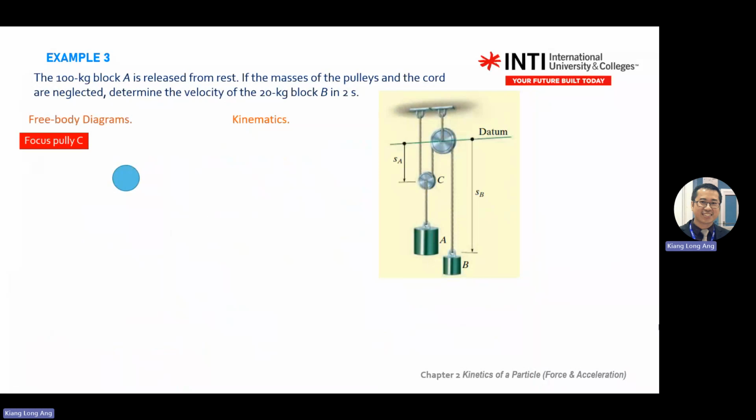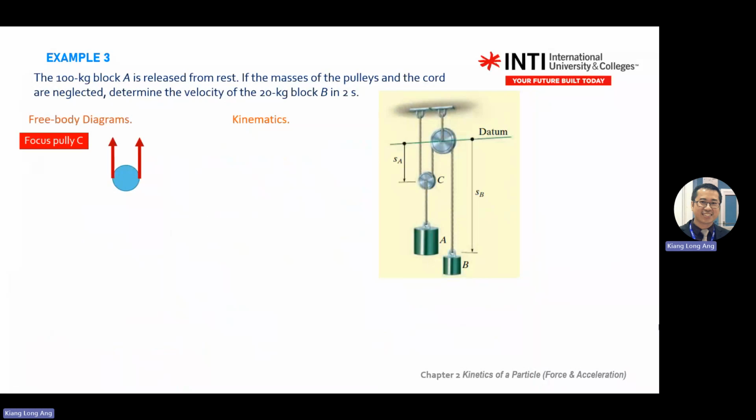Velocity of B, why do you need velocity of B? Why do you need to find C? Because you need to find the force, the tension inside the cable already. You don't need to find tension in the cable in the chapter 1 question. But when it comes to chapter 2, then you need to find forces inside there. Tension is one of the forces. So you look at C.